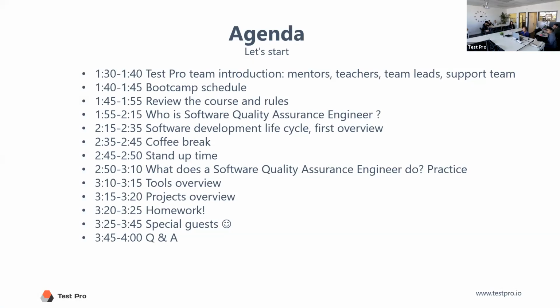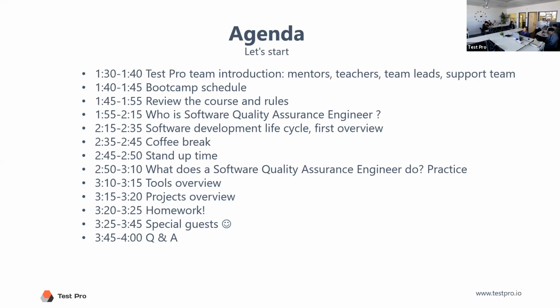Agenda, just a quick brief overview. We'll try to keep to it because we have a lot to cover. First 10 minutes, we're going to have mentors, teachers, team leads, and the support team. We want to introduce ourselves. We want you to get to know us, and we don't want you to ever hesitate to send us any questions that you may have. We'll go over the boot camp schedule. We'll review the course and the rules, and give an insight as to what a software quality assurance engineer is, the software development lifecycle, a quick first overview, nothing crazy, and then the coffee break.